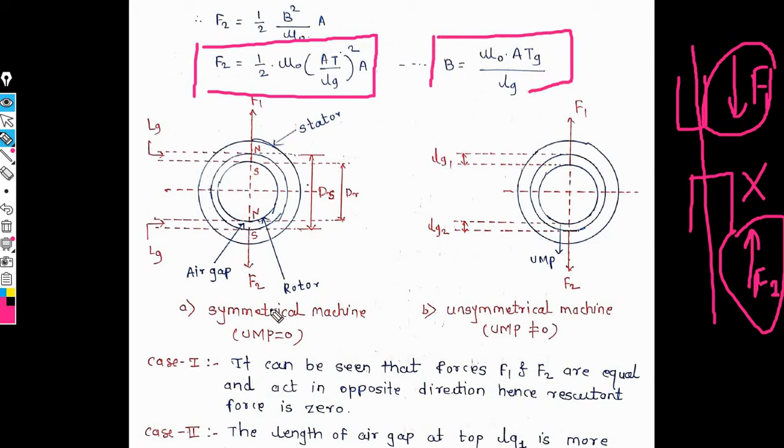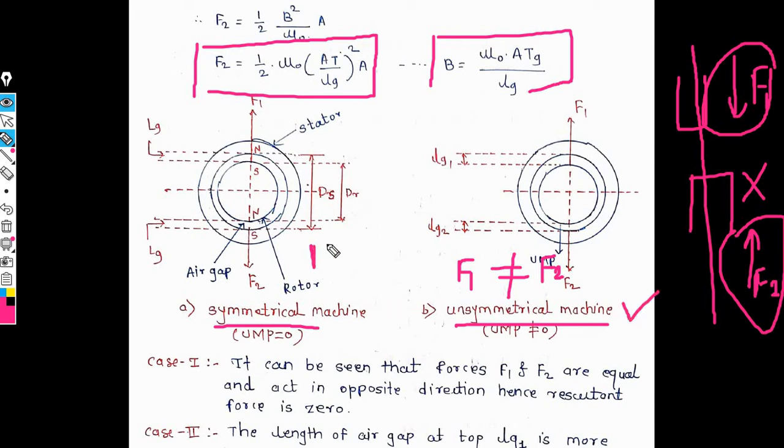Now this is the symmetrical magnetic pull condition, and this is the unsymmetrical magnetic pull condition. That means in the stator and rotor, the forces are not equal, that is F1 is not equal to F2. This is called the unsymmetrical magnetic pull condition.